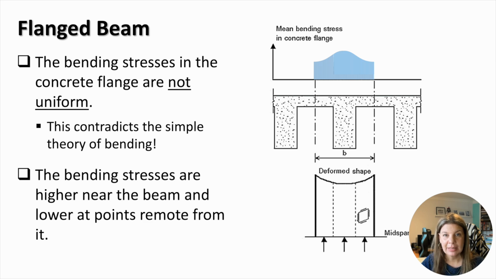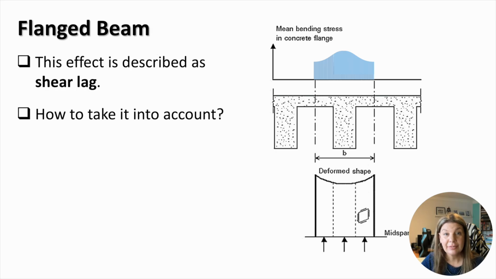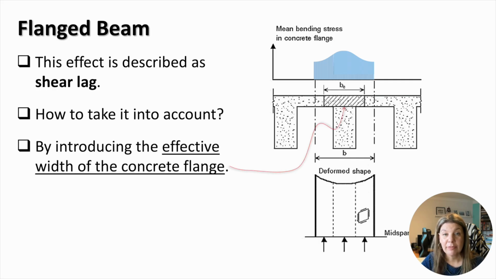As a result, the bending stresses are higher near the beam and lower at points remote from it. You can see this distribution in blue on the right-hand side. This effect is described as shear lag. The question is, how do we take it into account in our design? Shear lag is dealt with by reducing the width of the flange from half the beam spacings on both sides to what we call an effective width.